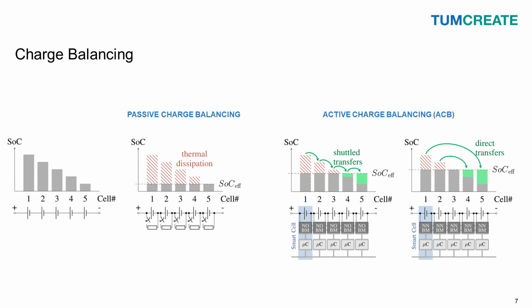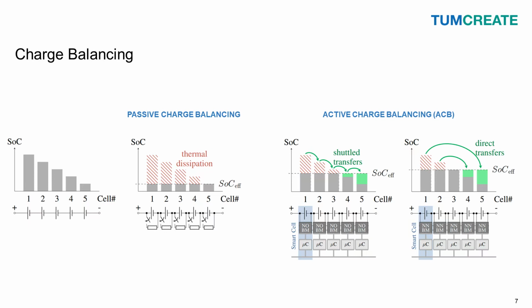So on this slide on the left side, we can see we have a starting distribution of SOCs for various cells, which are connected in series. And the industry standard approach right now is passive charge balancing. So basically you add a resistance in parallel to each cell with a switch, and on demand you can just thermally dissipate the excess charge you have here. That works. That's cheap and easy and simple to do. But the problem here is that this is not ideal because you will lose energy.